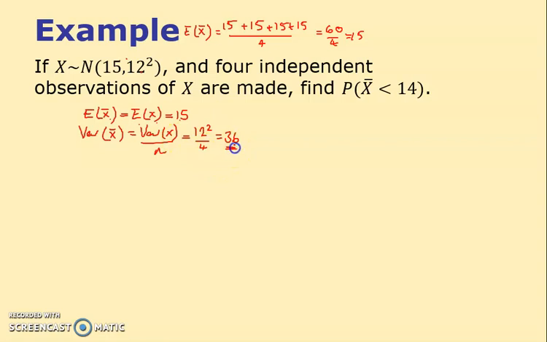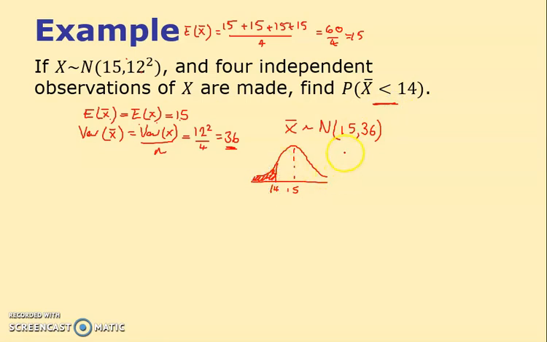So we've got a reduced variance. And x bar then is normally distributed with mean 15 and variance 36, considerably smaller. What does that do for me? Well, I want now to find the probability. And my probability, I'm expecting to get 15. And it says, what's the probability of it being less than 14? Well, it's all this area.